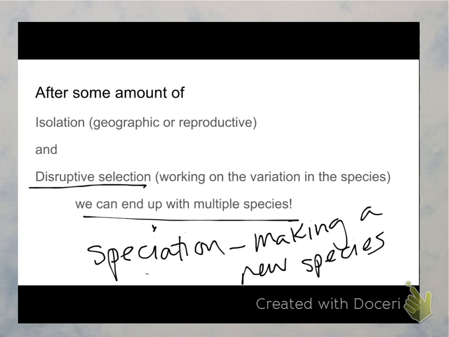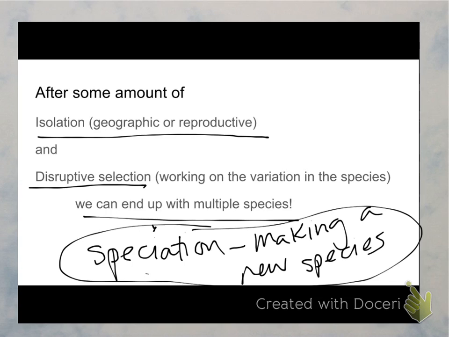When things have disruptive selection working within one species in different areas, and you end up with very, very different populations, if those populations are isolated and they can't mix their DNA anymore, you can end up with organisms that are so different they're no longer able to interbreed, and then we have achieved speciation. They have made a new species. Okay.